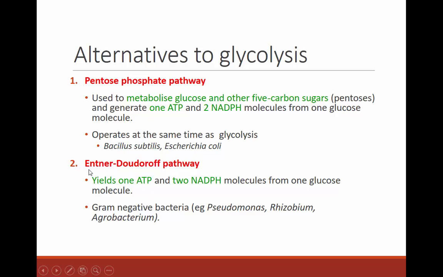Okay. There's another, the Entner-Doudoroff pathway. You've only got 1 ATP being yielded and 2 NADPH as well. This pathway is preferred by Pseudomonas and other Rhizobium, etc. Okay, so it's just another pathway for them to get their energy.